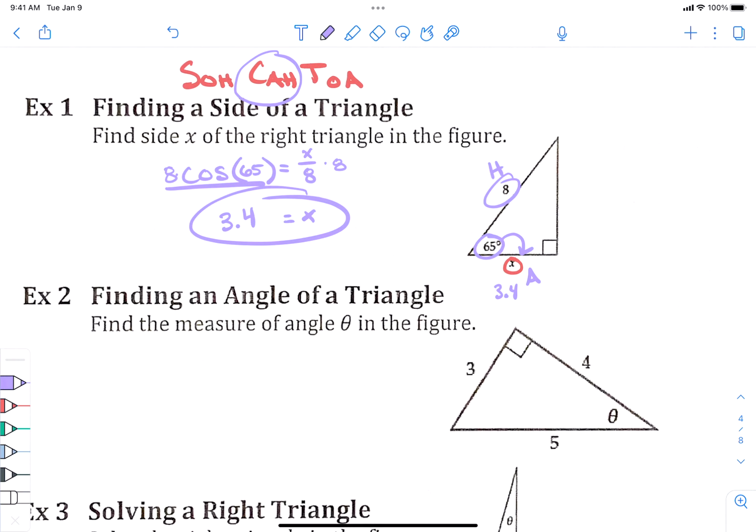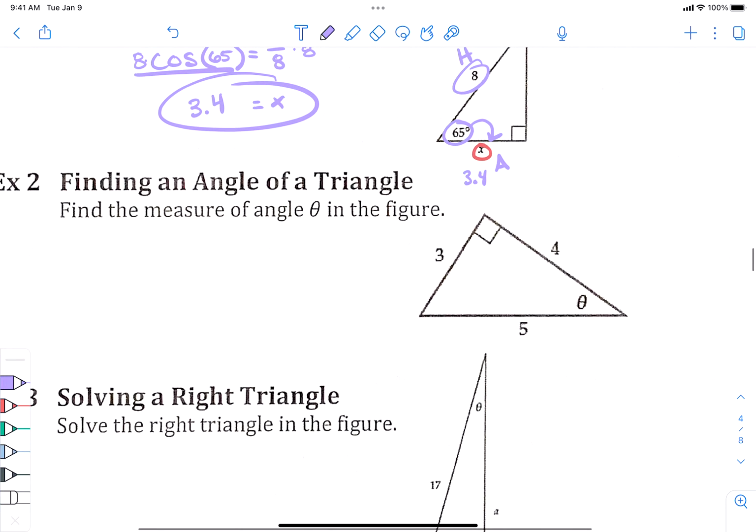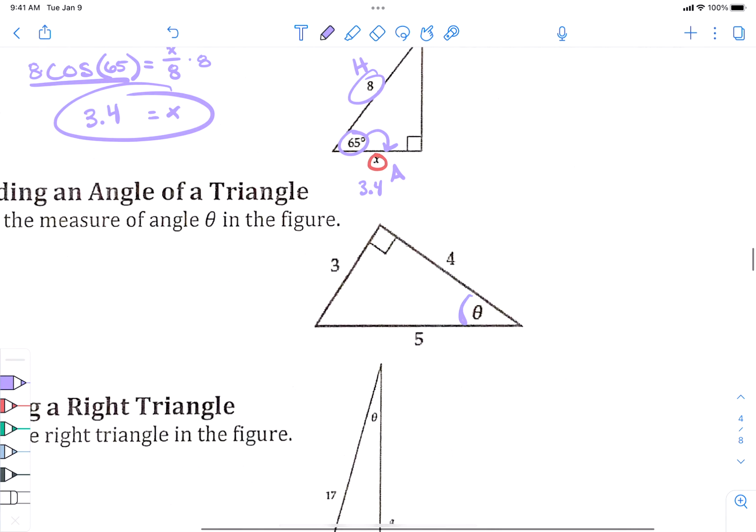Okay? Example 2. Find the measure of angle theta. And we have this guy right here. This is harder than the one above it. We have angle theta, and we have options. We can choose which trig function because we know all 3 sides, right? So 3 is the opposite. What's 4? Not hypotenuse. It is the adjacent. Hypotenuse is the bottom because it's opposite the 90. 3 over 4. Okay, so which one do you want to do?